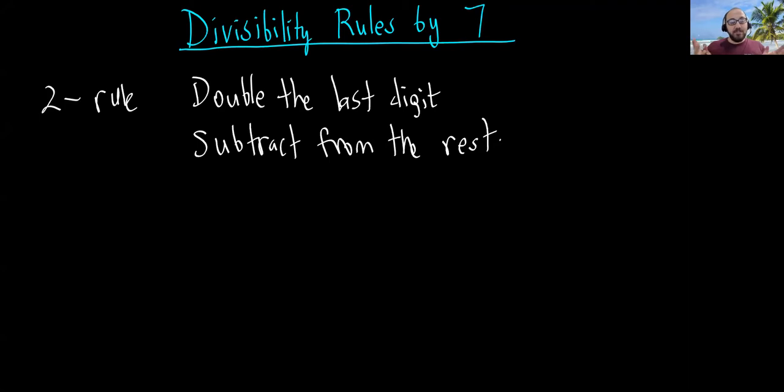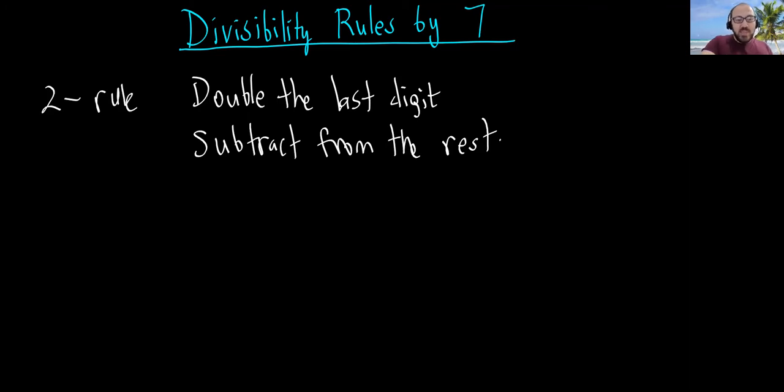So the one that's known by some of you is probably the first one. I call this the 2-minus rule. You double the last digit and subtract it from the remaining part of the number, and you keep doing that. At each step you have one less digit to work with, and eventually you'll have a 1 or 2 digit number. The original number is a multiple of 7 if and only if that remaining number is a multiple of 7.